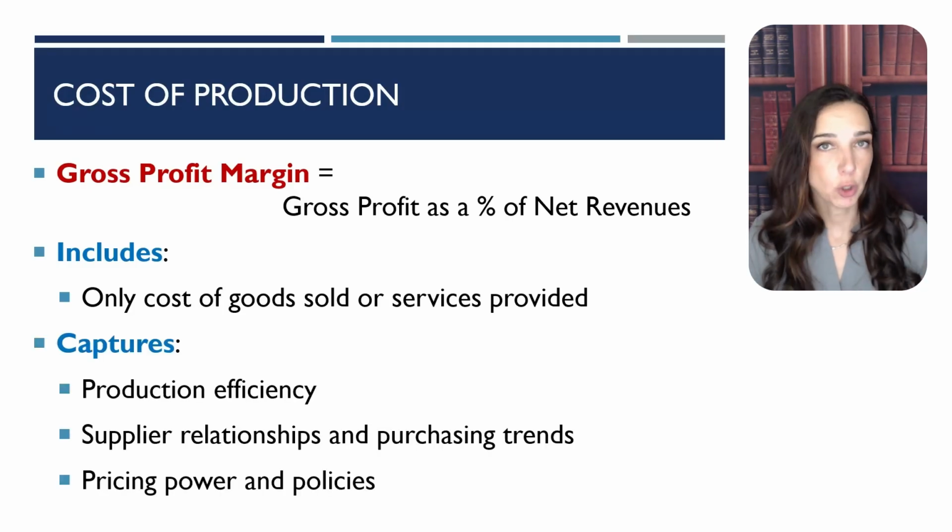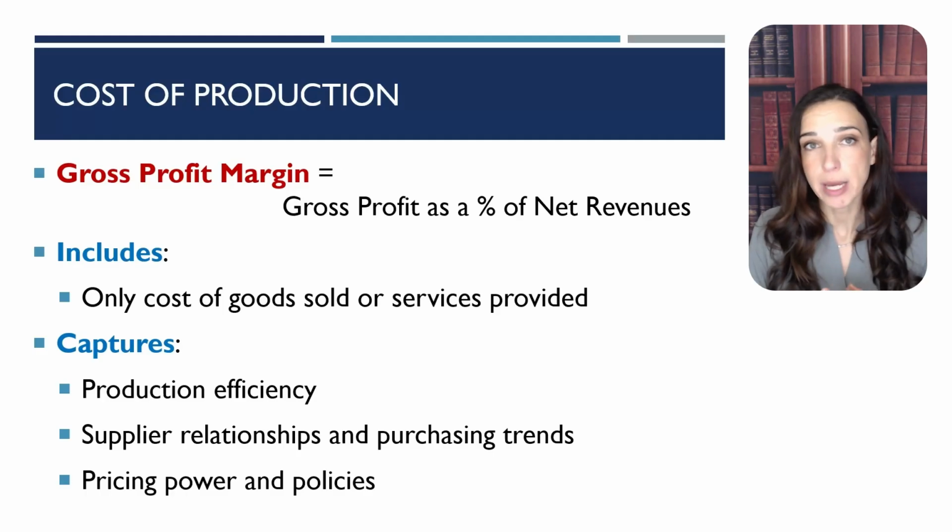So how do we interpret the gross profit margin? It captures the production efficiency. Are you able to manage your cost well? It captures the supplier relationships. Are you able to extract good pricing from your material suppliers, from your labor suppliers? It reflects pricing power. So firms that are bigger tend to have more bargaining, more negotiation power, and it reflects policies as well. What's the type of contracts we typically have with our vendors, with our suppliers, with our labor force?